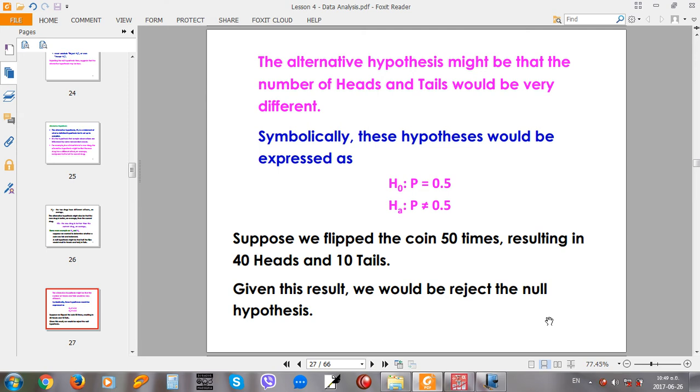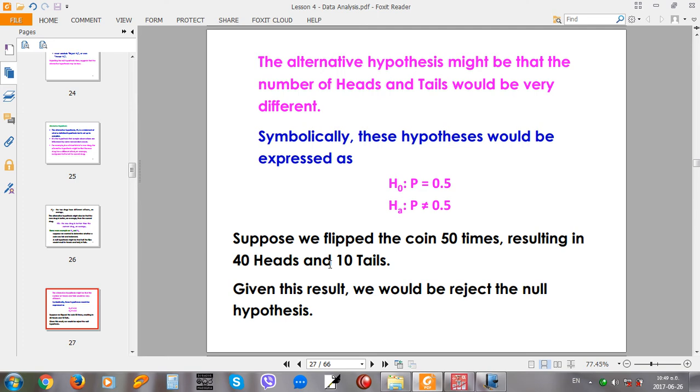We can take the null hypothesis as half heads and half tails. This is the null hypothesis, and for the other side we take the alternative hypothesis. Suppose we flipped a coin 50 times, resulting in 40 heads and 10 tails.